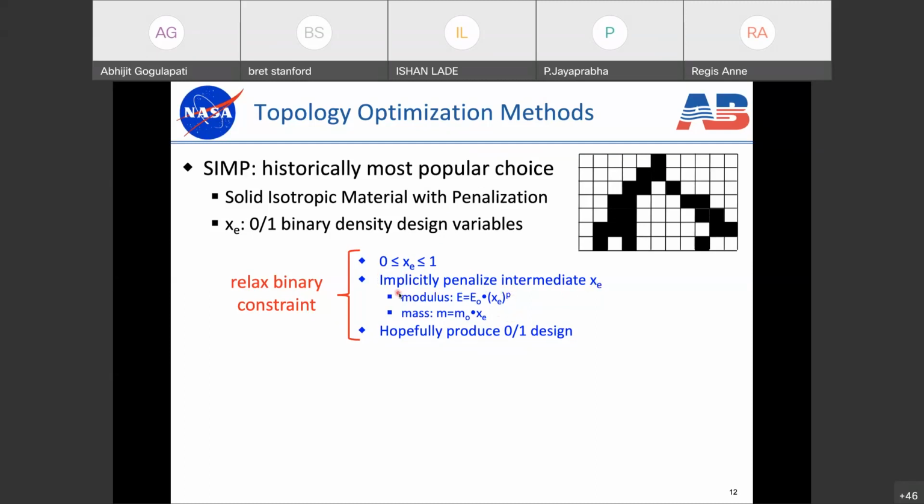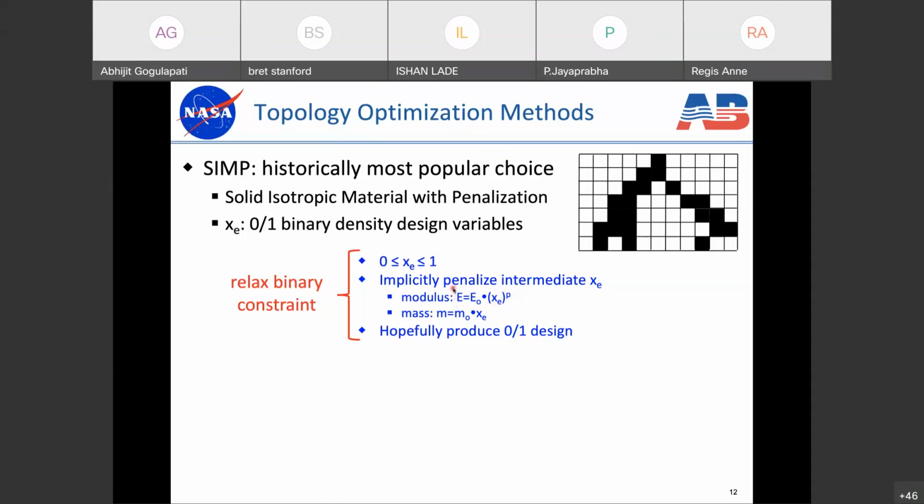What we do is for a given finite element, we say that the modulus, the elastic modulus inside that finite element, is given by some baseline modulus times x raised to the power p. X, you recall again, goes between 0 and 1. If it's 0, it's void. If it's 1, it's solid. And p is a power law function, typically like 3, 4, 5, something like that.